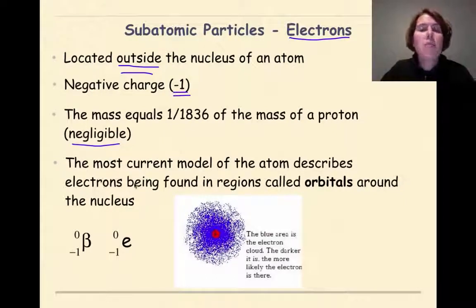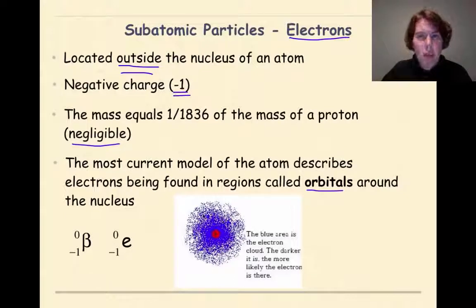Now the most current model of the atom describes an electron as being found in regions called orbitals around the nucleus. So if we look at something known as the wave mechanical model right here, we can see a positively charged nucleus in the center, and then the blue dots around them are representing different electrons, and the more dense the blue cloud is closer to the nucleus, the more likely you are to find an electron, and as we go farther and farther away from the nucleus, the less likely we are to find an electron.